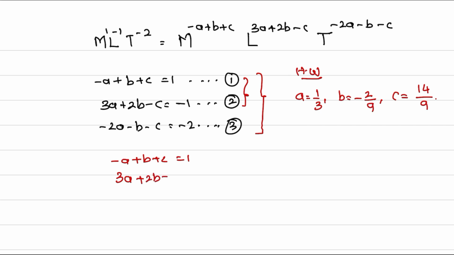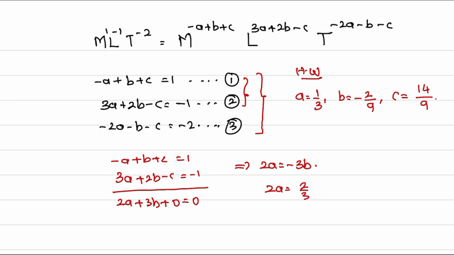Minus a, 3a plus 2b minus c. What happens when you add both of them? Here it is 2a plus 3b plus 0 is equal to 0. That implies 2a is equal to minus 3b. You just see whether 2a is equal to minus 3b or not. 2a is equal to 2 by 3 from the values we have got. Minus 3b is equal to minus 3 into minus 2 by 9, that is equal to 2 by 3. That means 2a is equal to minus 3b. This is right.